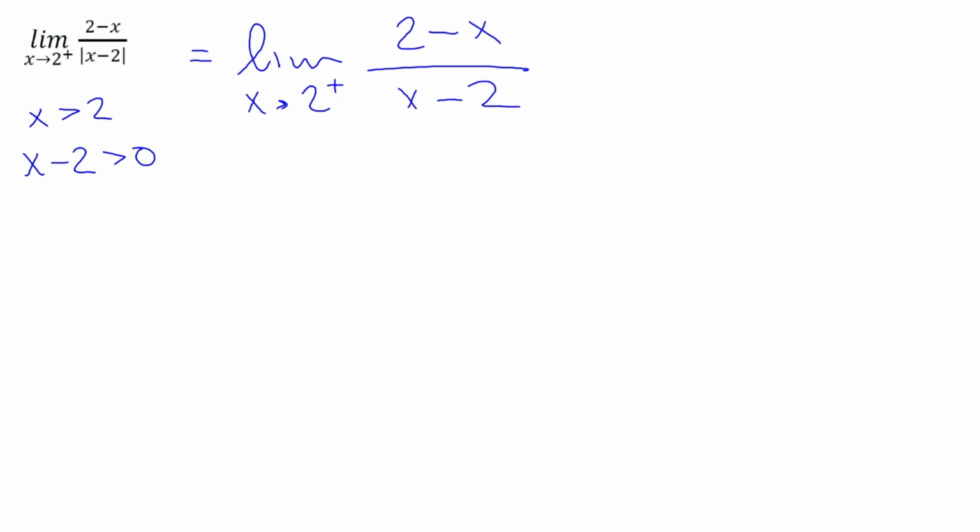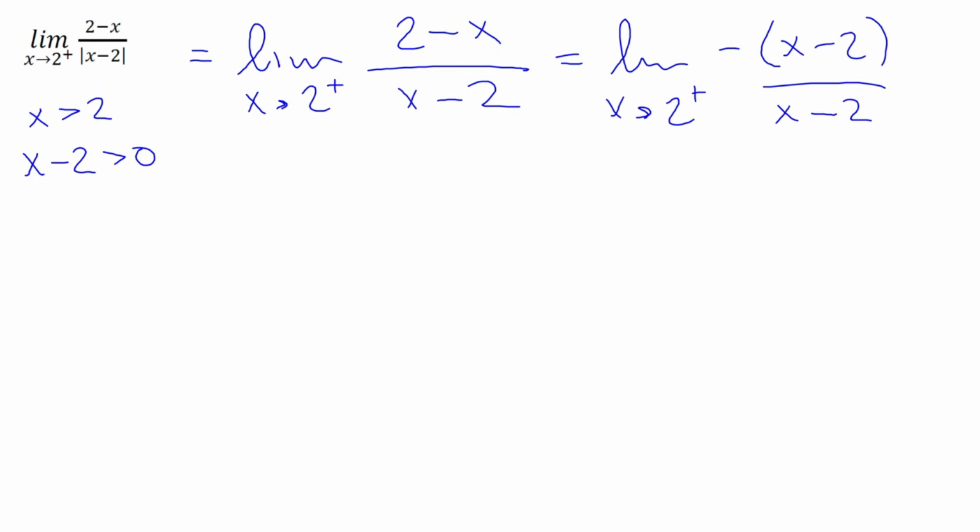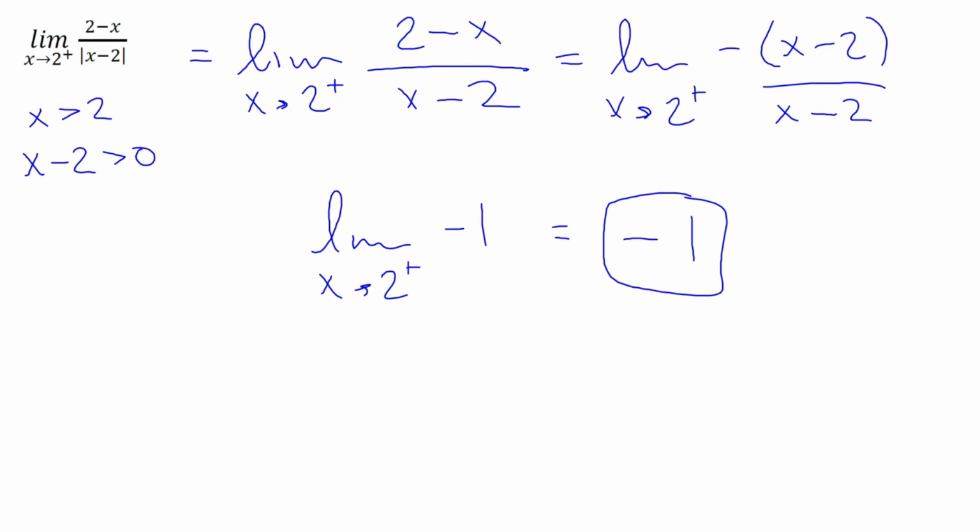Well, those aren't set up to cancel yet. What we need to do is factor a negative out of either the top or the bottom. I'll just factor it out of the top, leaving me with the opposite of x minus 2 over x minus 2. Now I can cancel the x minus 2's and get a limit as x approaches 2 from the right of -1. The limit of a constant is the constant, so we just get -1.